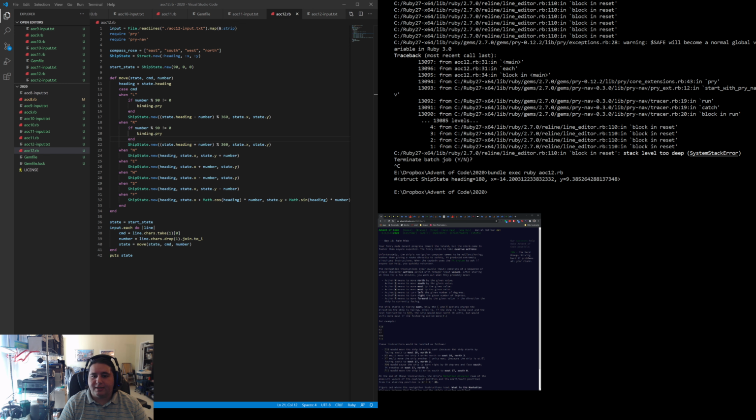It also has a left. It actually has a heading involved, so we can turn left and right, and that's what these particular commands, the L and the R, are doing. And then F is move forward by the given value.